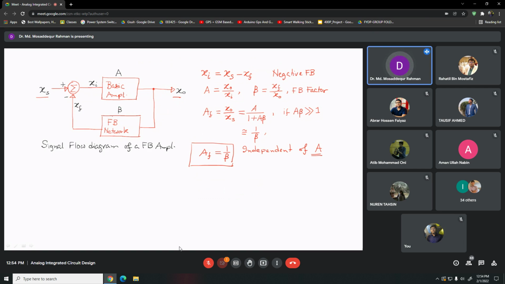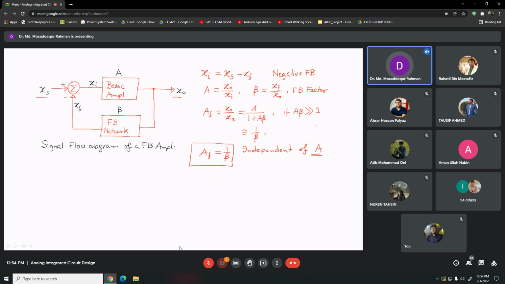But the feedback factor is mostly made of resistive elements, resistors, and the resistor values do not change that much, right? Very little change with temperature, and that is negligible. That doesn't affect the overall output. So we can have quite stable and predictable gain for the amplifier.